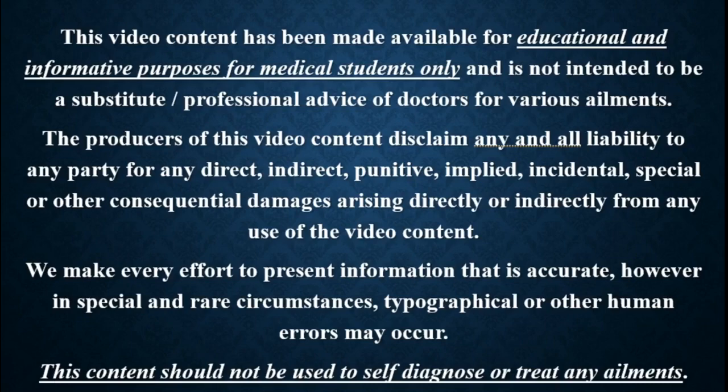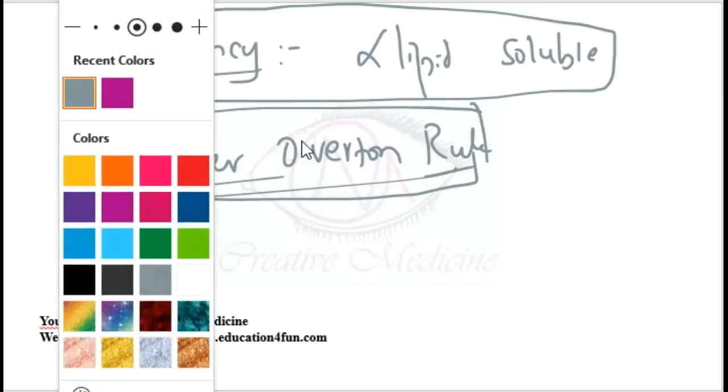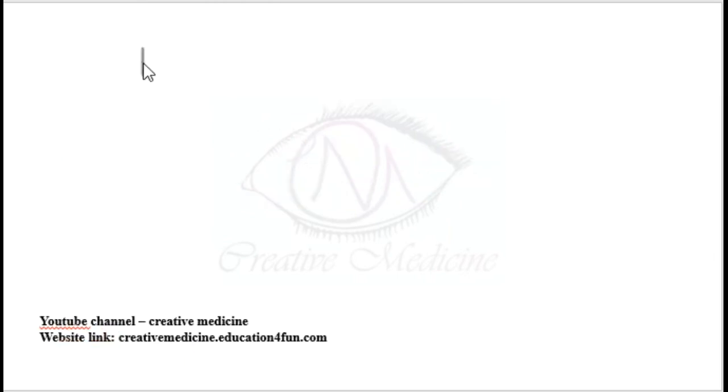In this lecture, we will learn about the potency of inhalational agents. The potency of inhalational agents is directly proportional to the lipid solubility according to the Meyer-Overton rule. Minimum alveolar concentration is the indicator of potency.